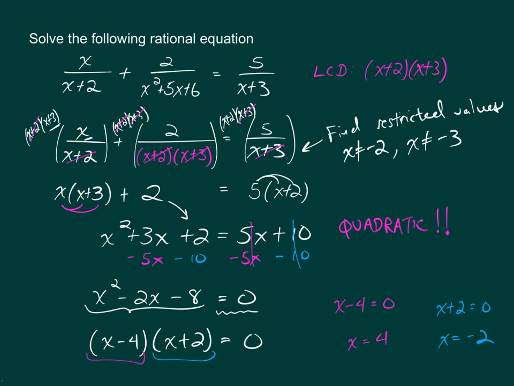So now that we have our answers down here, we just need to make sure that they do not match a restricted value. So you can see x equals 4. Well, that's not negative 2 and that's not negative 3, so this answer is good. But over here, we have x equals negative 2, and we already found out that negative 2 is a restricted value. So this answer is no good. So our final answer is x equals 4.